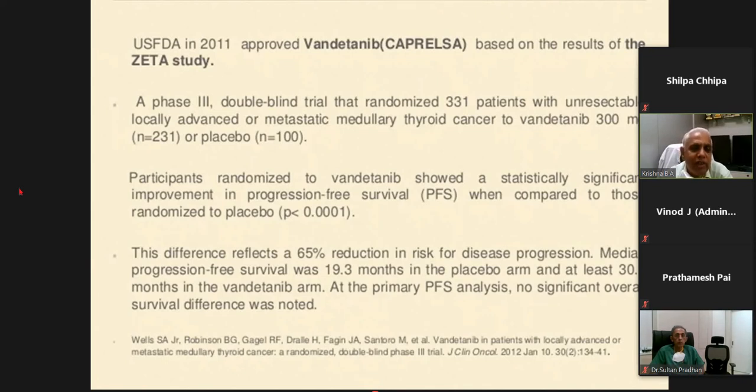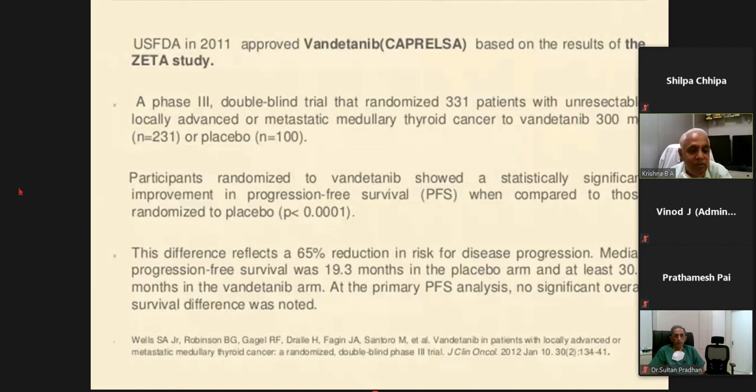A phase 3 double-blind trial randomized 331 patients with unresectable locally advanced or metastatic MTC to vandetanib 300 milligram versus placebo 100 patients. Participants randomized to vandetanib showed a statistically significant improvement in progression-free survival when compared to those randomized to placebo. Now, that is a major important contribution.